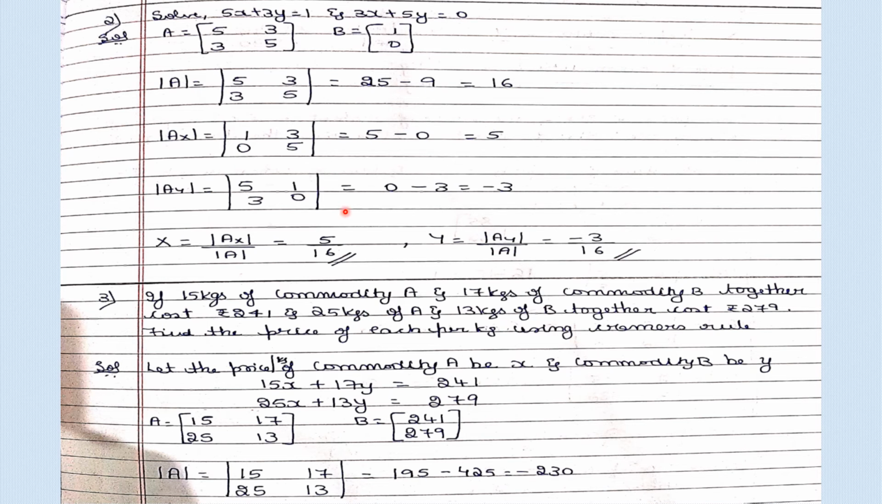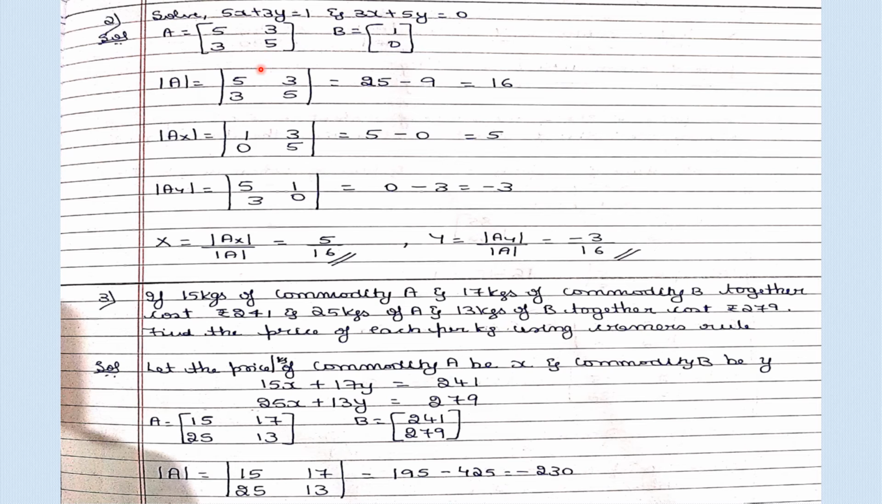Next, one more problem here for your verification. Once again, 5x plus 3y is equal to 1. How we have written it is 5, 3 for A. Then 3x plus 5y is equal to 0, so 3 and 5. Here you have 1 and here you have 0, so you take them as 1 and 0.